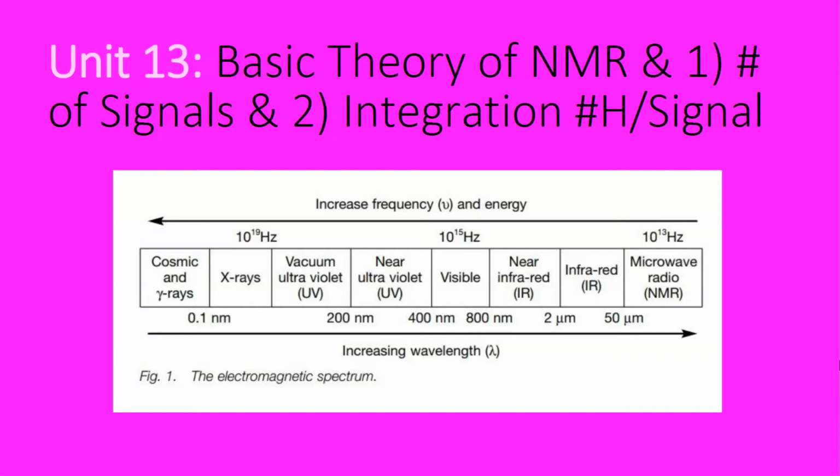Let me try to explain NMR from a basic theory standpoint. Then I will discuss two of the four main features of an NMR spectrum: the number of signals and the integration, which actually gives us the number of hydrogens per signal.